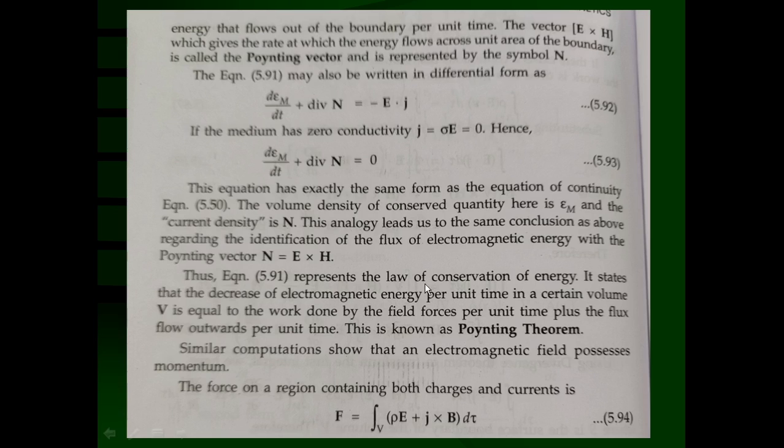Remember, again I am repeating this: this is a statement of the Poynting theorem. It can be asked as a single question. 5.91 represents the law of conservation of energy. It states that the decrease of the electromagnetic energy per unit time in a certain volume V is equal to the work done by the field forces per unit time plus the flux flowing outward per unit time. This is known as the Poynting theorem. This is related to the electromagnetic energy.